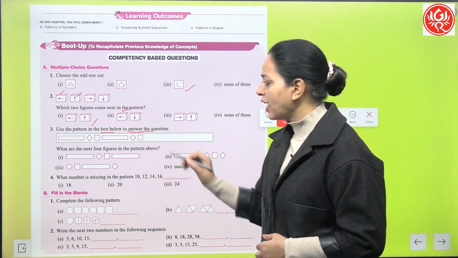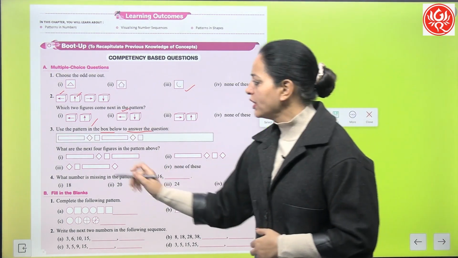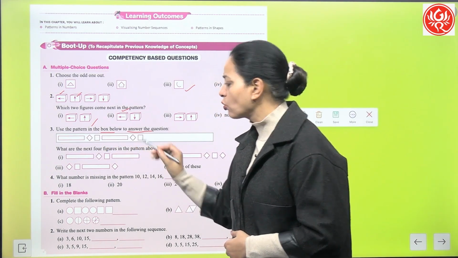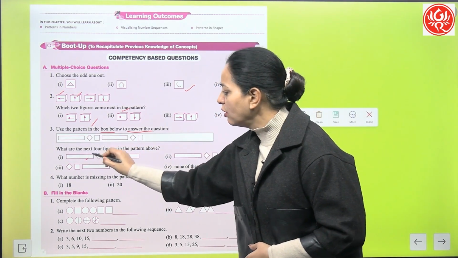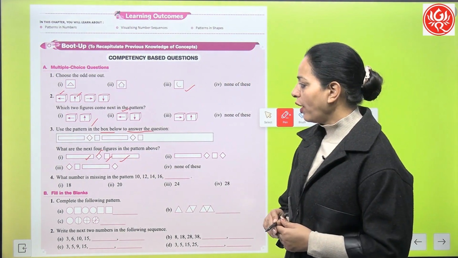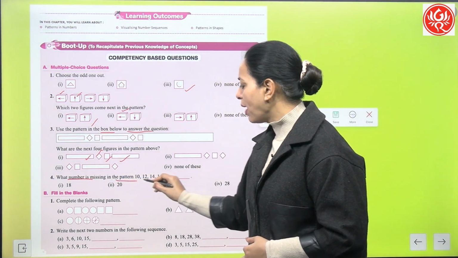Here one design is given according to this. So what will be next? You can see a rectangle, then rhombus, a square, rectangle, rhombus, a square, then rectangle, rhombus, square, then rectangle. So that is the answer for the first one, right? Now the fourth: what number is missing in the pattern?